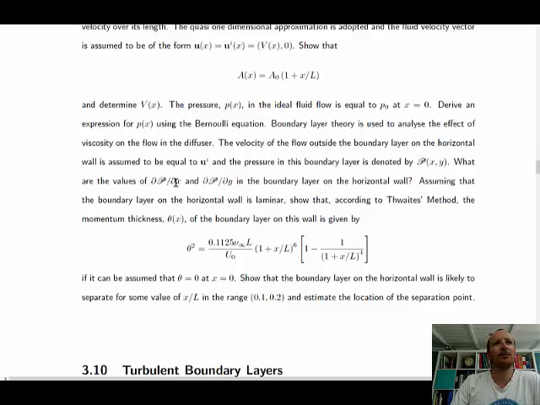What are the values of dp by dx and dp by dy in the boundary layer on the horizontal wall, assuming that the boundary layer on the horizontal wall is laminar? Of course, remember, Thwaites' method applies only to laminar boundary layers. Show that according to Thwaites, the momentum thickness, which is one of the variables that appears in Thwaites' equation, is given by this form here. And then show that the boundary layer is likely to separate. We'll move on to that at the end.